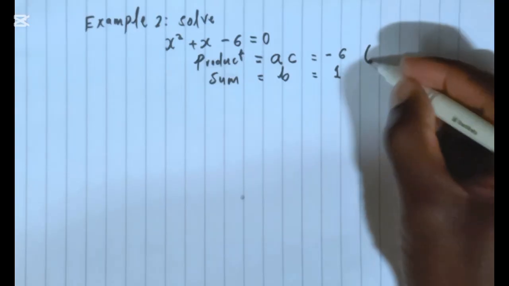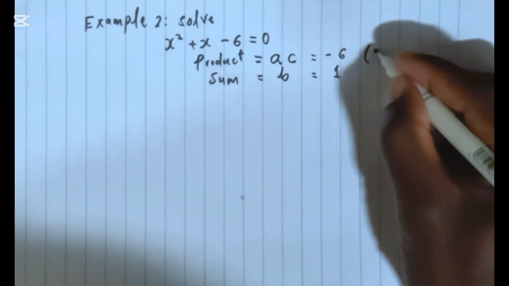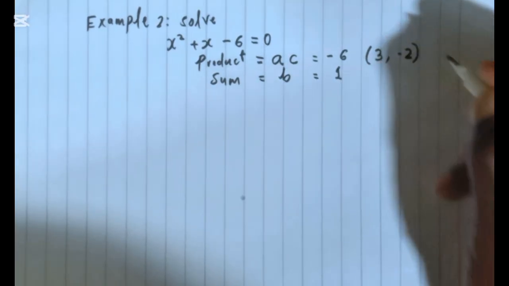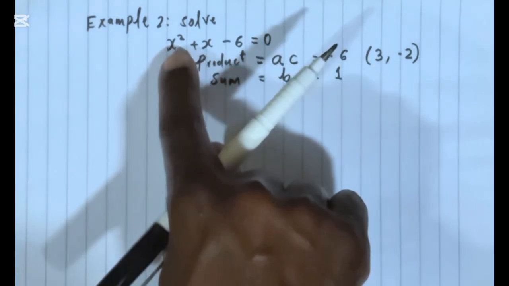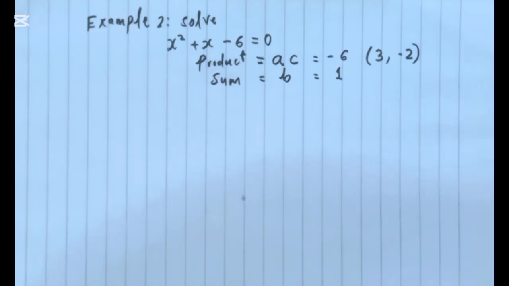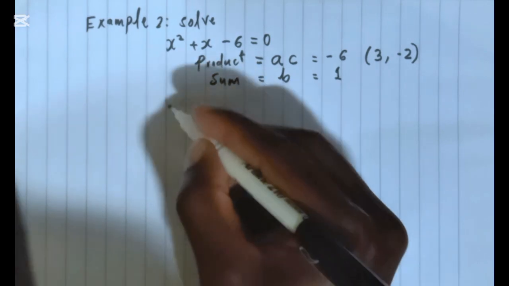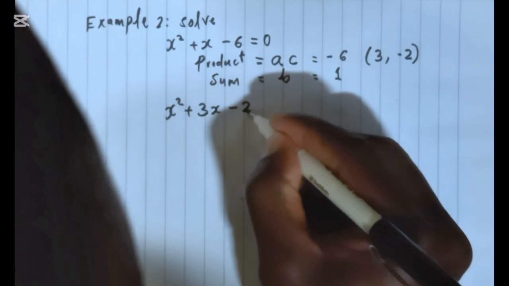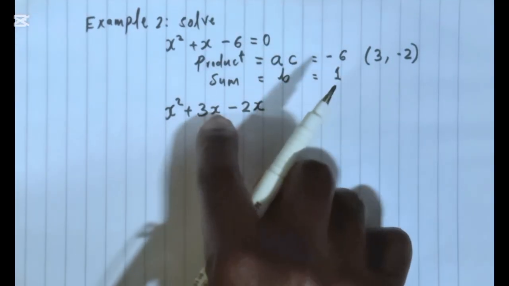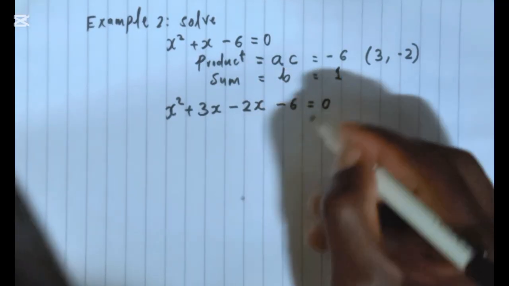And you will note that these two numbers that when multiplied together will give us negative 6 and added together will give us 1 will be 3 and negative 2. So when you take 3 times negative 2 it will give you negative 6, and when you add them it will give you 1. So then we are going to write this quadratic equation using 3 and negative 2 for the values of B. So we are going to have it as x squared plus 3x minus 2x, so that when you take 3x minus 2x, you just get x, okay? All right, minus 6, and we're going to equate all that to 0.